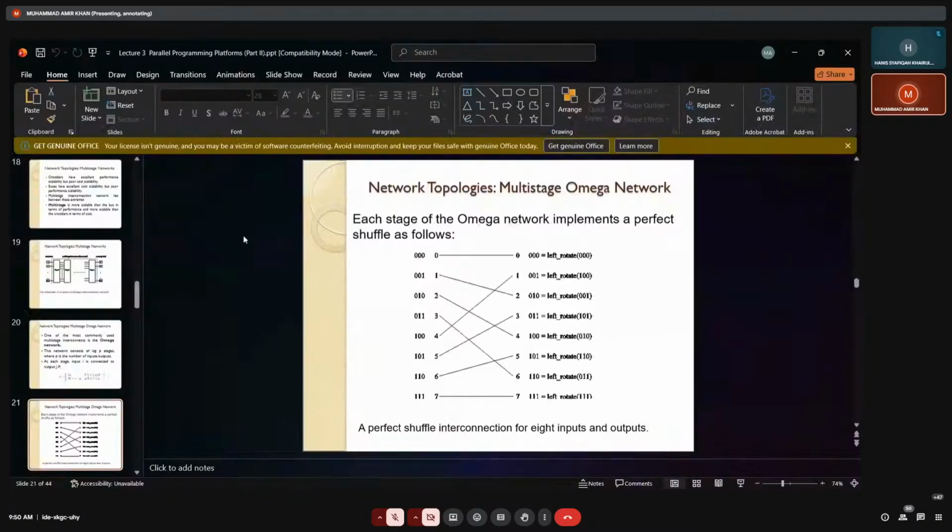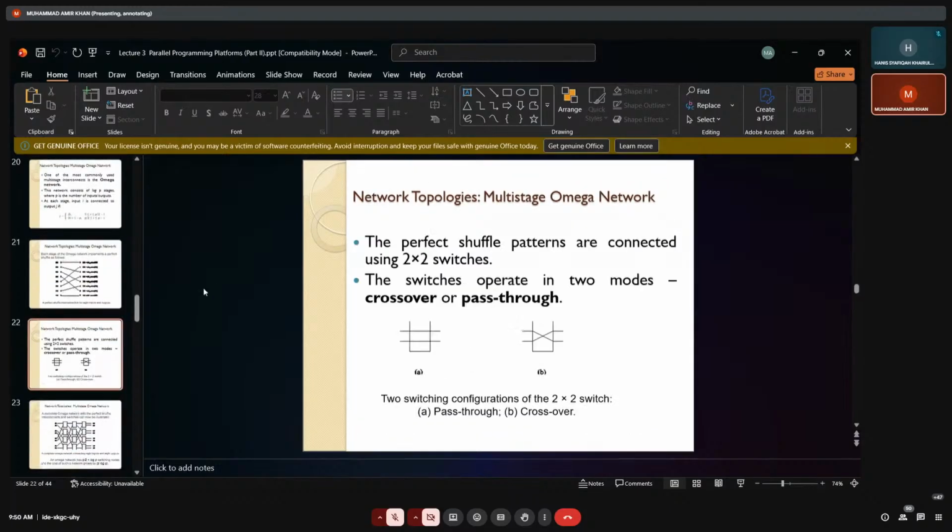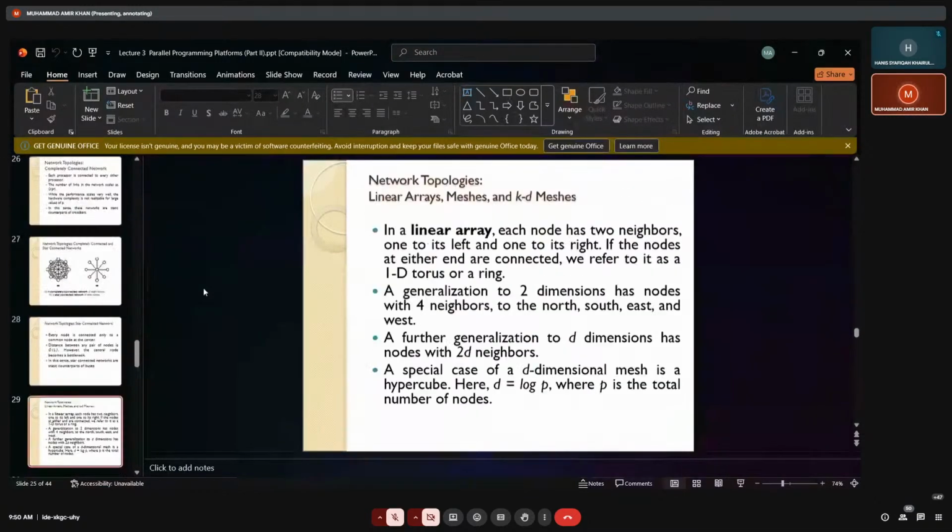Anyway, what we do here is implement it using left rotate. A perfect shuffle interconnection of 8 inputs and 8 outputs: 0, 1, 2, 3, 4, 5, 6, 7, and this is basically the binary. Next we will see the perfect shuffle, and we have a few more slides.